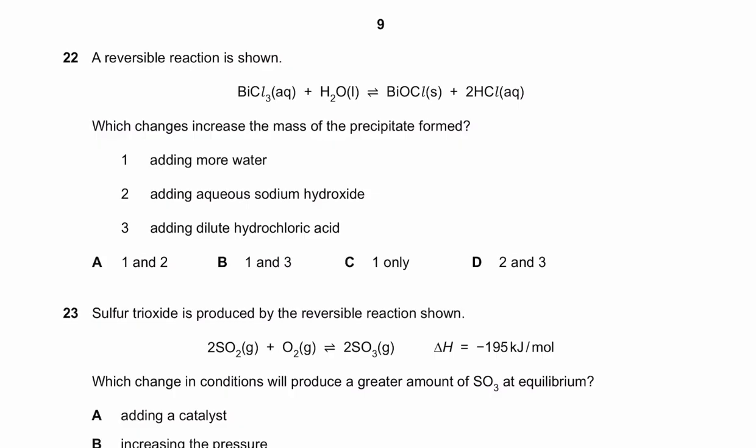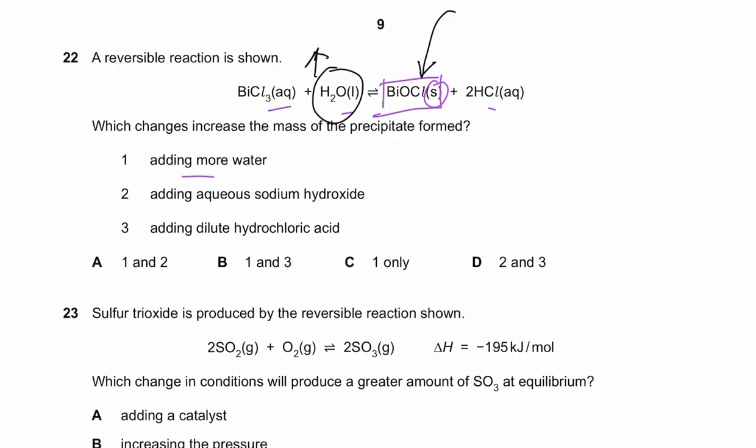Moving on. Question 22 says a reversible reaction is shown. Which changes increase the mass of precipitate formed? You have one precipitate that's solid. Precipitate means a solid substance, right? And these three are aqueous liquid. Now it's saying adding more water. If you add more water to it, that means that this actually increases.